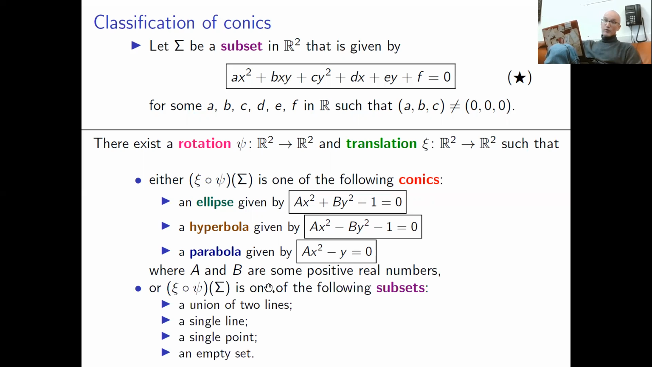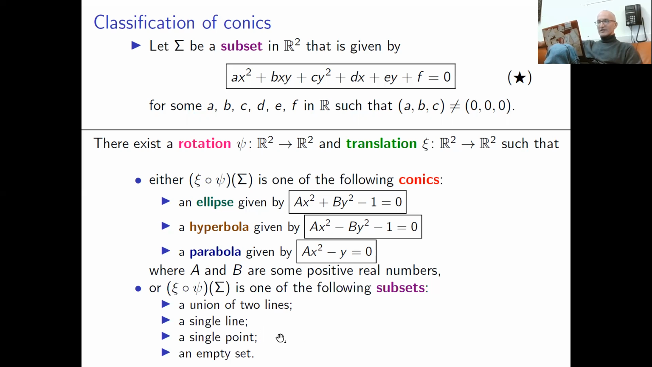It may happen, as we already know from examples considered on the previous slide, that after rotation our curve is a subset. It's actually one of the following subsets: union of two lines, a single line, a single point, or an empty set. So on the level of sets, we should probably not consider any of these cases as a conic in the plane. Okay, maybe the union of two lines we may consider as a degenerate conic in the plane.